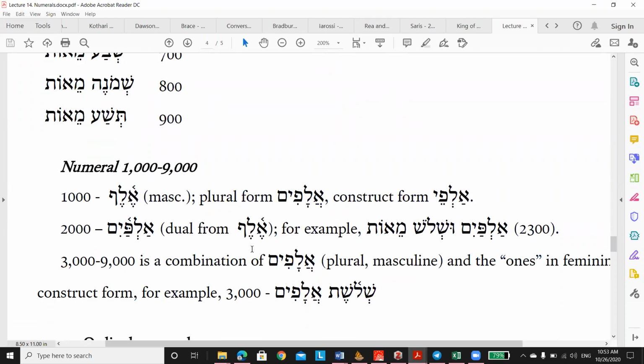And how can we do the 1000? 1000 is Aleph, and 2000, as I told you, would be the dual form of Aleph, Alpayim. So this is 2000. Like, for example, the expression famous for us, 2300 evenings and mornings, it would be Alpayim u shelosh meot. 2300.